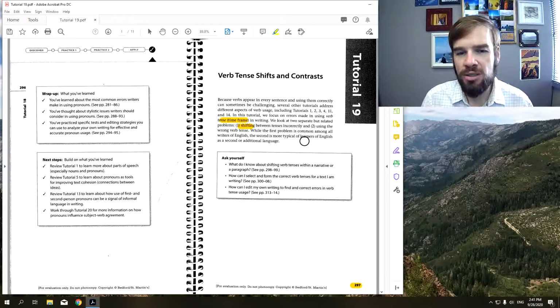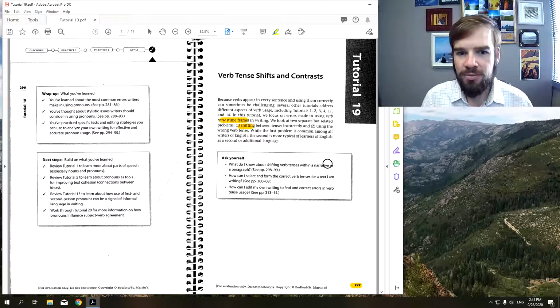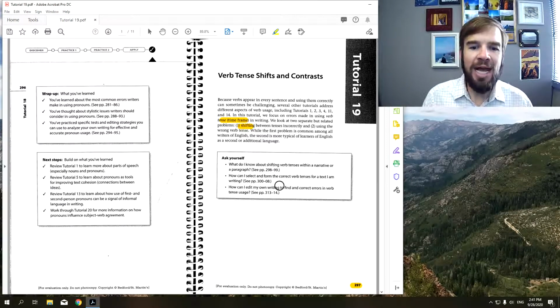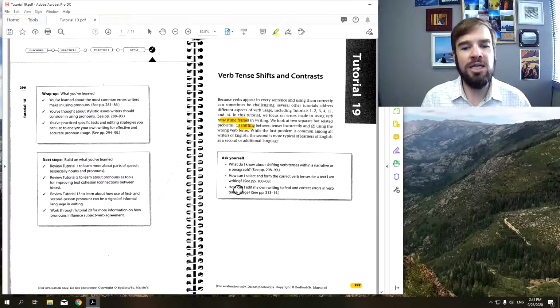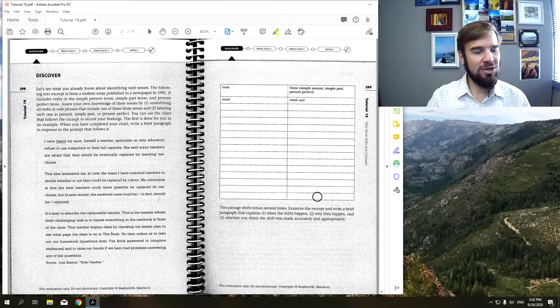So before we get started, things to ask yourself. 1. What do I already know about shifting verb tenses within a narrative or a paragraph? 2. How can I select and form the correct verb tenses for a text I'm writing? And 3, how can I edit my own writing to find and correct errors in verb tense usage? I think for everybody, any level, especially for English language learners, this is the magic key, right? How do I edit my own work? How do I find my own errors? How do I prevent myself from making errors in the first place? So let's continue on page 298.